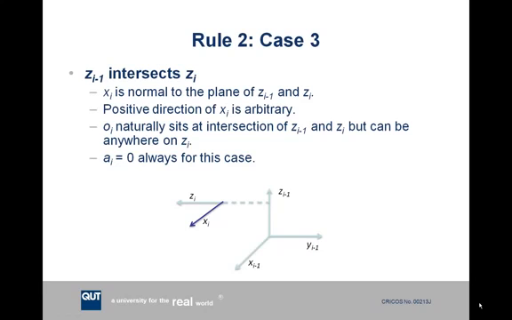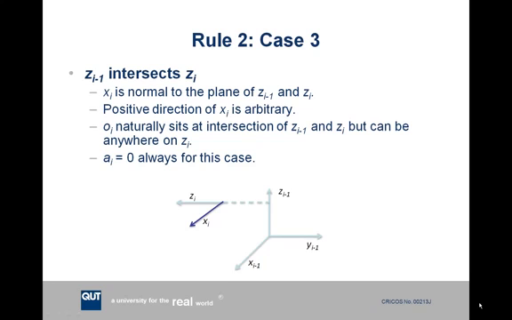Shared by the two z-axes, like in this diagram. The positive direction of xi is arbitrary, so in this case we could have had xi facing into the page rather than out of the page. And the origin of reference frame i is generally put naturally at the intersection of the zi minus 1 and zi axes. But it can, however, of course, be anywhere along the zi axis.